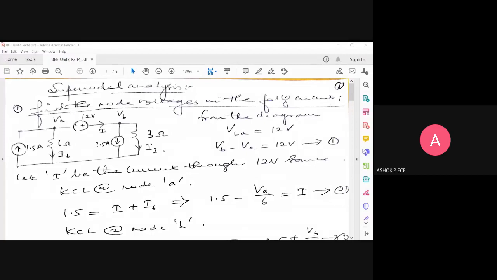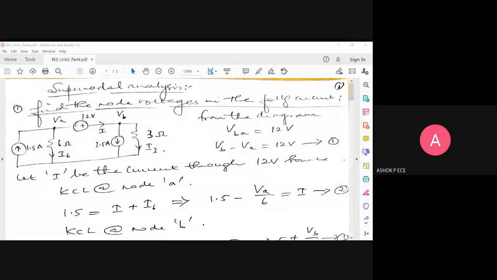What is the condition for super mesh analysis we have seen? Or when will you apply the super mesh technique? Current source is common in two loops, sir. Yes, when you see a current source common to two or more loops, we'll be applying super mesh. And how to identify a super mesh? We'll be open circuiting the current source, and whatever mesh we are going to get, that is going to be called as a super mesh.